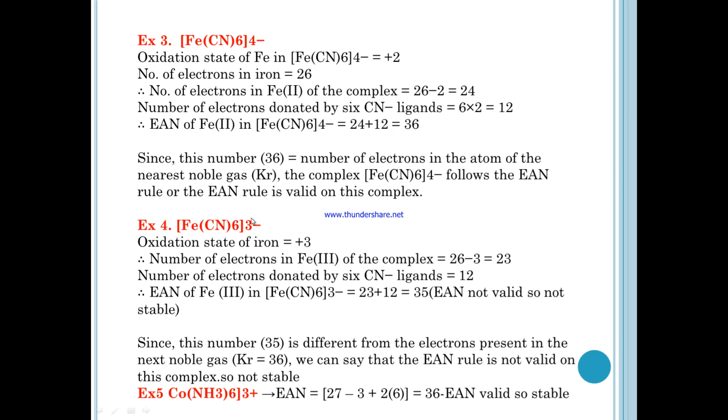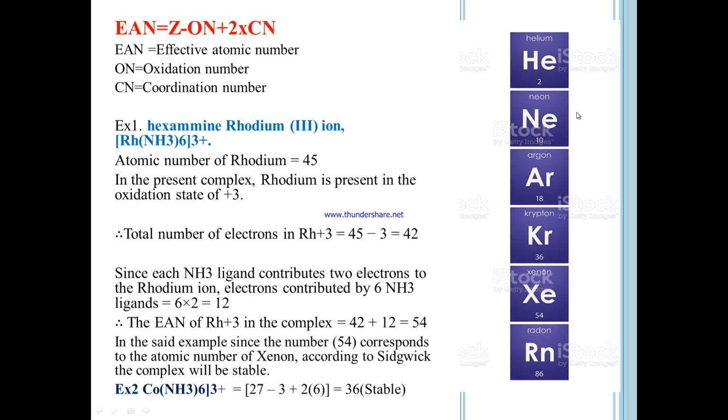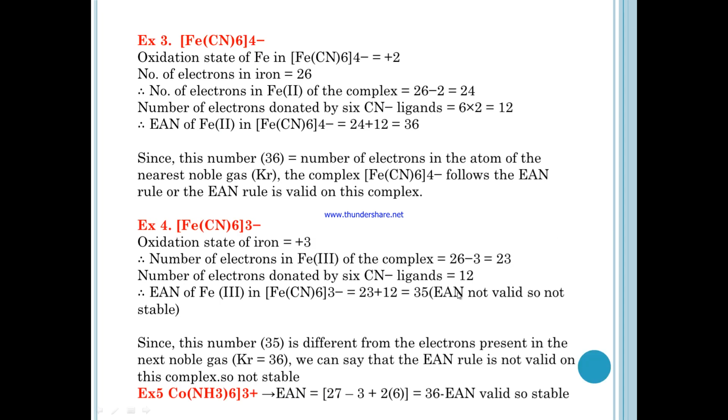If you consider this complex, the total number comes to 35, which is not any inert gas atomic number. There is no 35, krypton is 36. So this 35 is not equal to an inert gas atomic number. That's why this complex is said to be not stable. So that is how we can calculate and compare the stability with the EAN number.